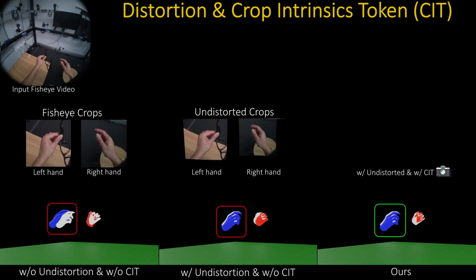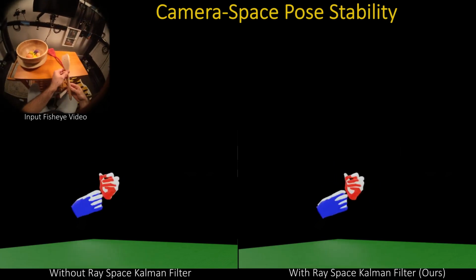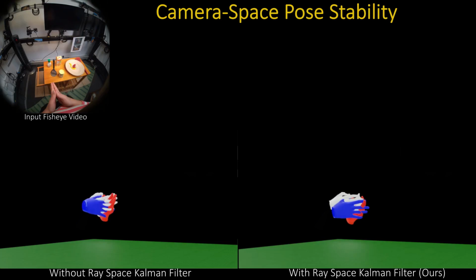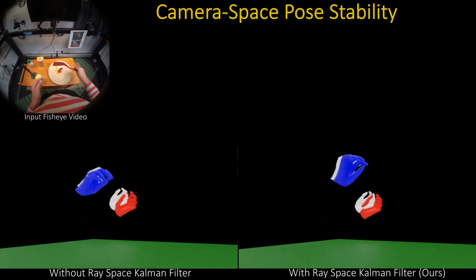We observe that removing distortion from the crops yields the largest gain in localization accuracy. On top of this, injecting camera geometry into the network via the crop intrinsics token further improves localization, especially near the highly distorted periphery of the fisheye lenses. Adding a Kalman filter to smooth the recovered translation from the RANSAC-based solver not only reduces jitter but also improves localization accuracy. Please refer to the paper for more details.